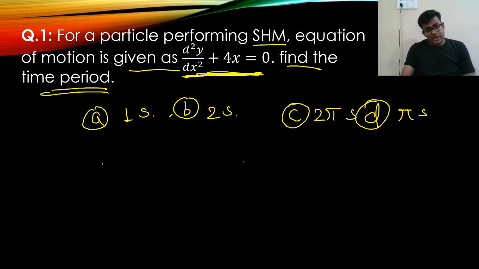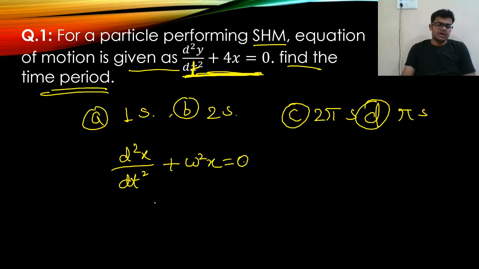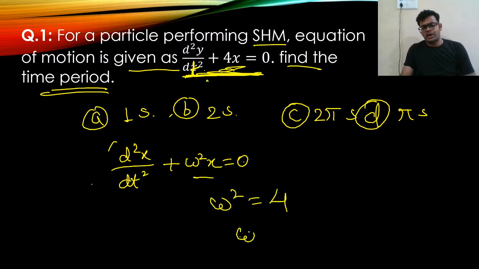I know that d square x upon dt square, not dx square, this is dt square, plus omega square x equals 0. This is the equation of SHM. Let us compare both equations. d square x upon dt square is the same. Now this is 4x, this is omega square x. So omega square is 4, the value of omega is 2, and the time period is 2 pi by omega.